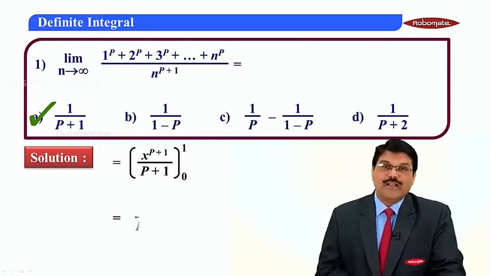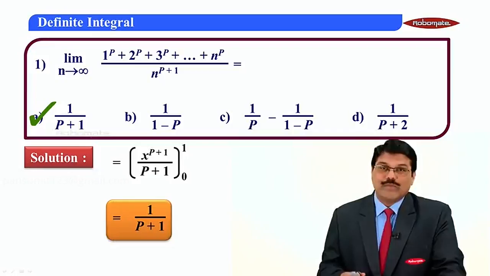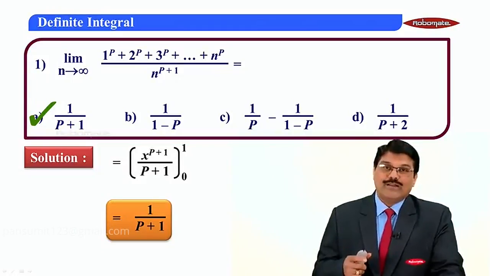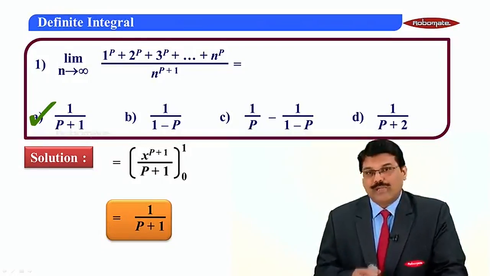Let us apply the upper limit and lower limit. So 1 upon p plus 1 will be outside. 1 raised to anything is 1. So the final answer becomes 1 upon p plus 1, right?